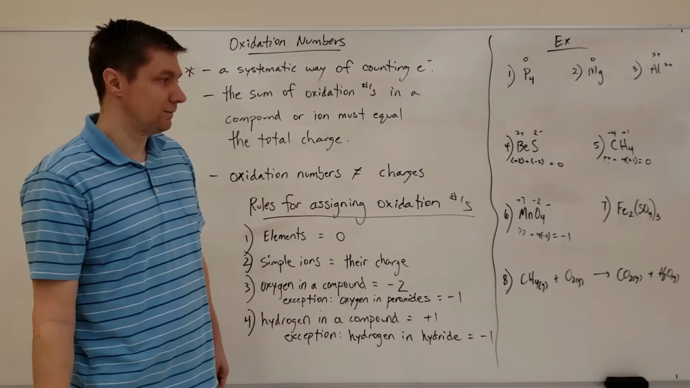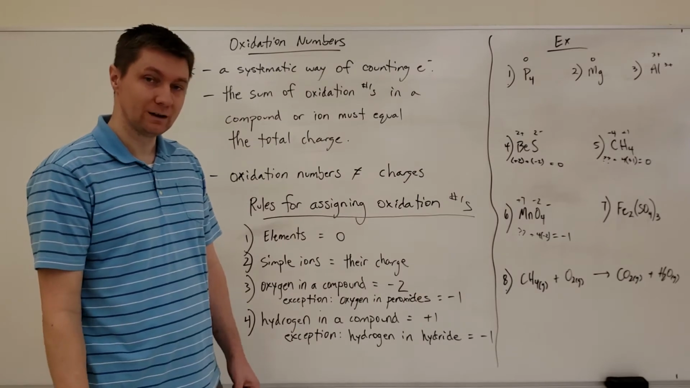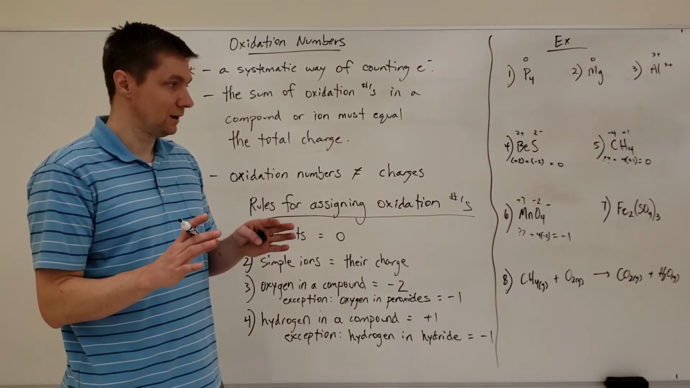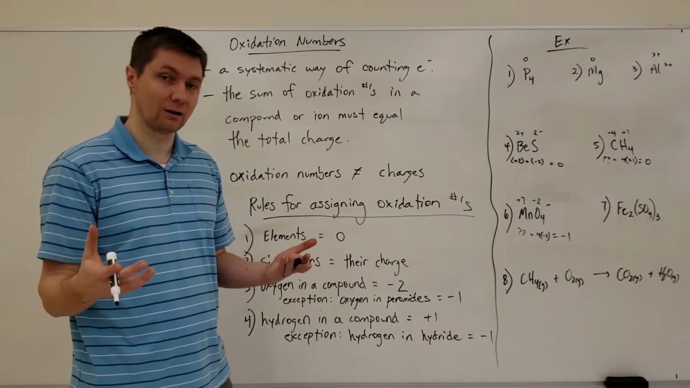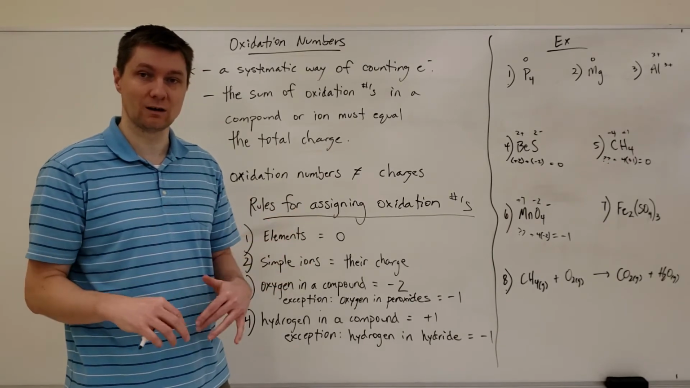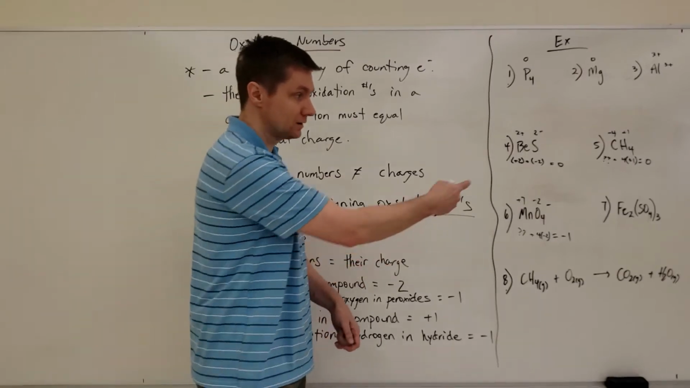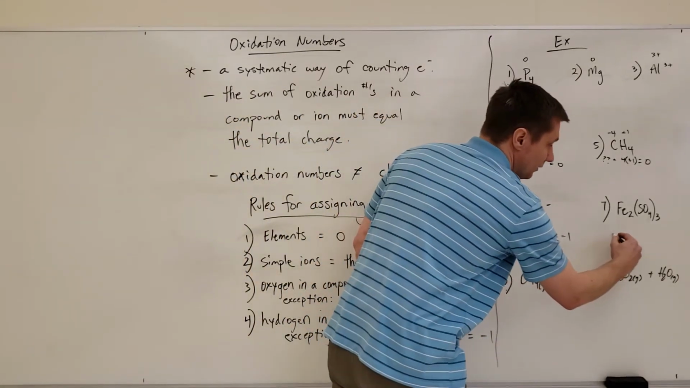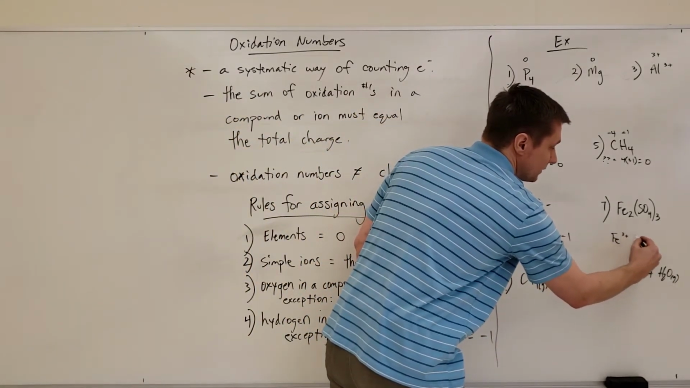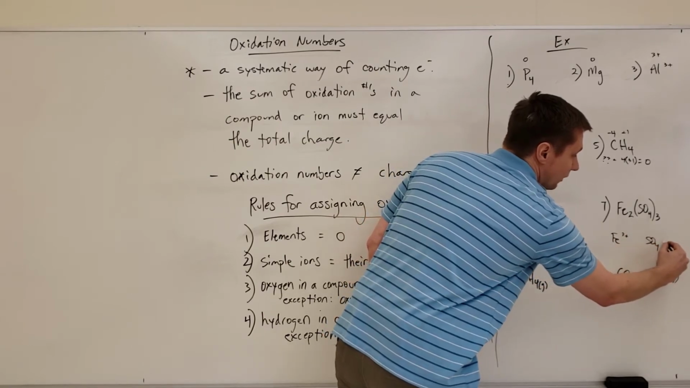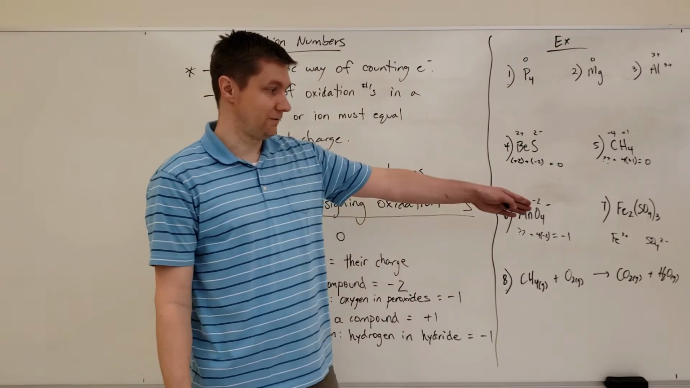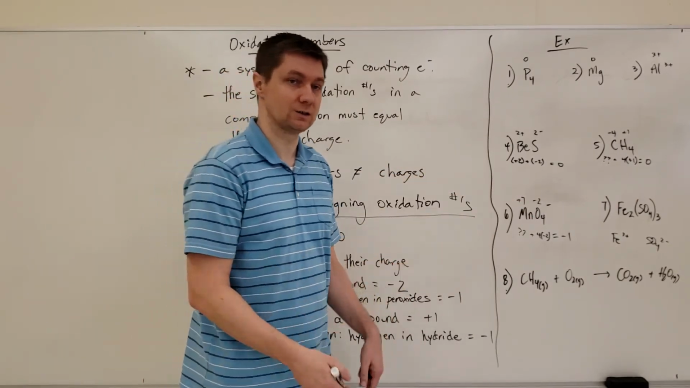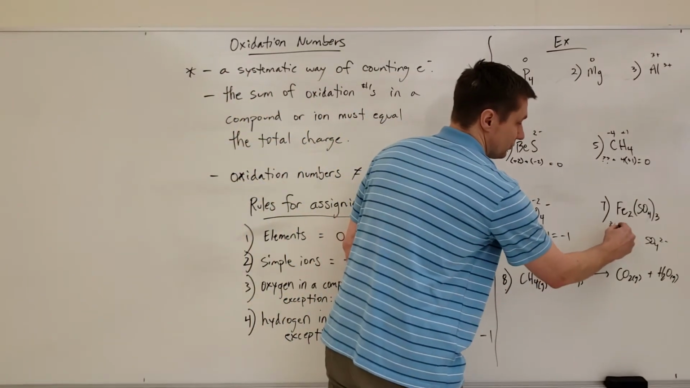Moving on to the next one, Fe2(SO4)3. Again, this one is an ionic compound, and so the first thing that you want to do when you come across ionic compounds is just split them up into their ions, because that's what they're made of. This compound here is made of Fe 3+ and SO4 2-. And so Fe 3+ is a simple ion. Its oxidation number is going to be its charge, so just 3+.